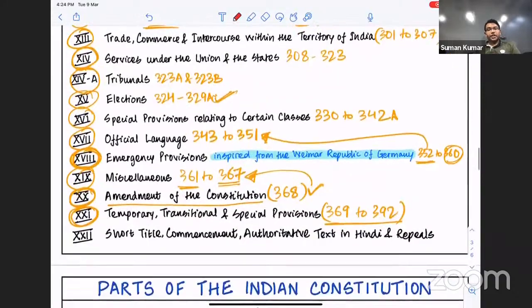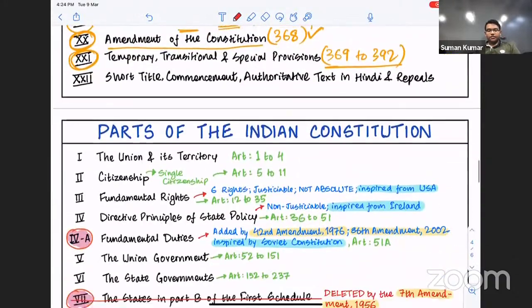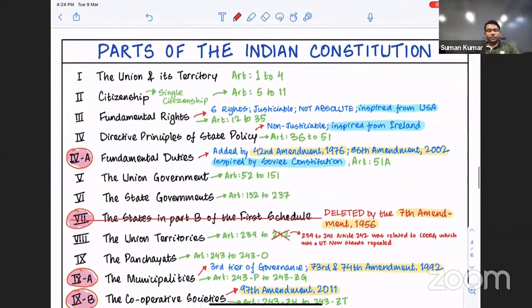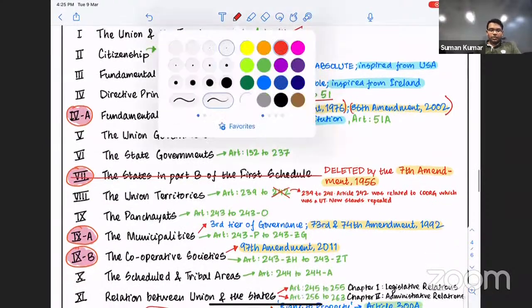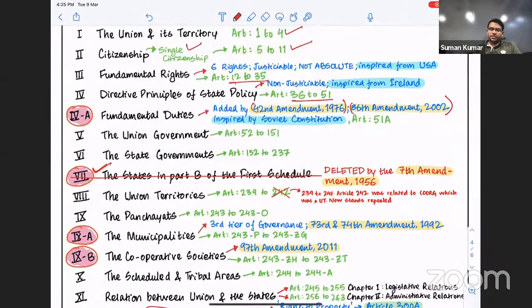So I'll just share, for example, this is somehow the final thing that you can have. That is the Union and its territory, Article 1 to 4. Citizenship, where India deals with single citizenship, Article 5 to 11. Fundamental rights, 12 to 35. Directive principles of state policy. Fundamental duties came as 4A, meaning you can say it was added in the 46th amendment. When you study what other amendments happened, you can write that. And the one I told you here, Part 7, states, which is deleted by the 7th amendment 1956.